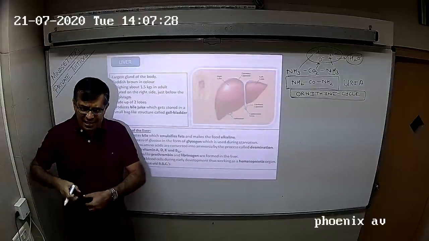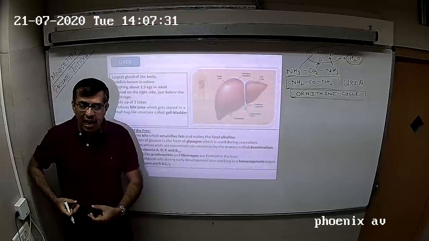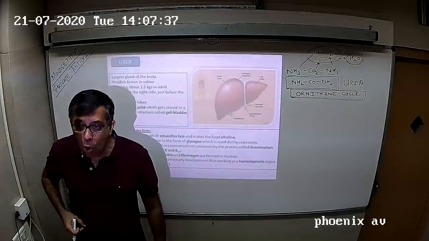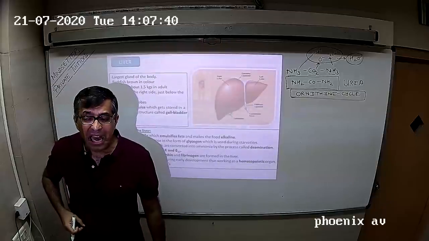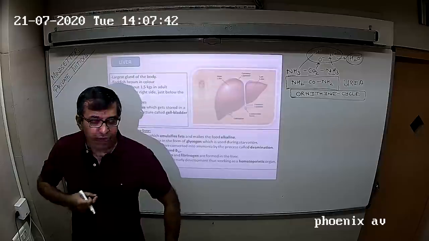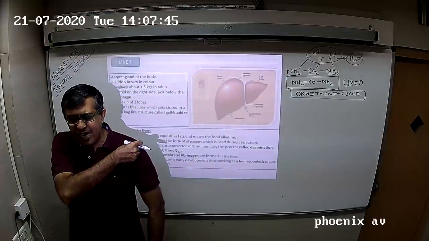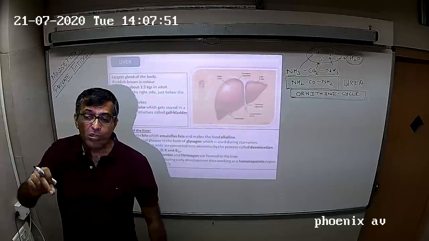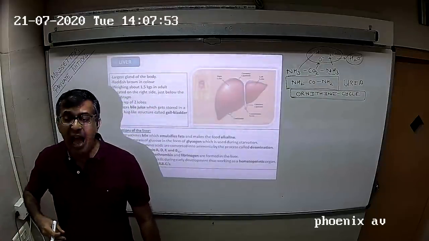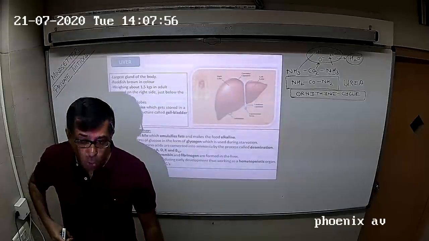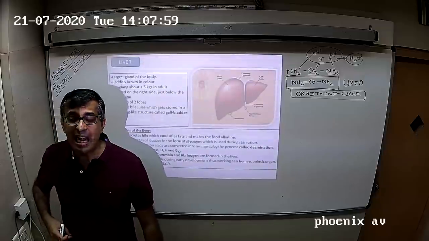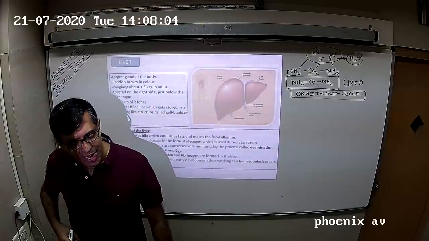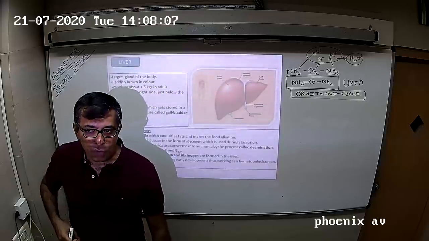Kupffer cells phagocytose the old RBC, or RBC toda jata hai, usme se nikalta hai hemoglobin. और हीमोग्लोबिन से हीम यानी आयरन लिवर से वापस बोन मैरो में ट्रांसफर किया जाता है, which is used again by the bone marrow for producing new hemoglobin. And globin नाम का एक प्रोटीन रह जाता है which gets converted into bilirubin. I hope you have heard of it. Bilirubin is produced from globin.